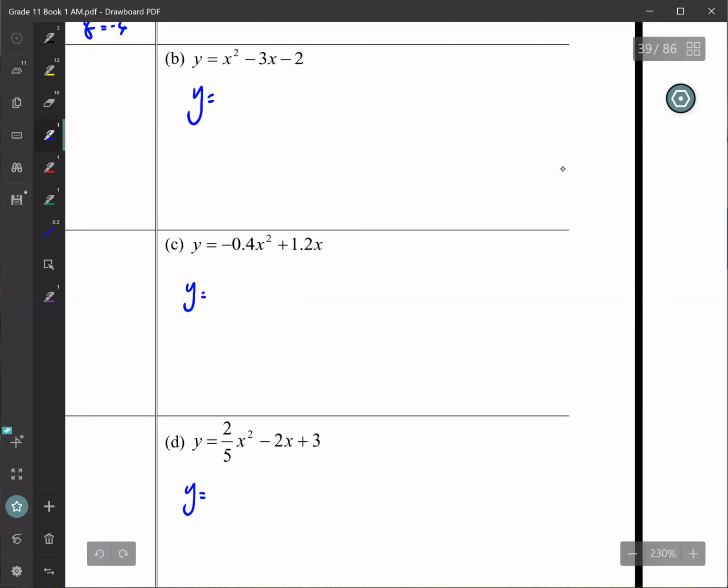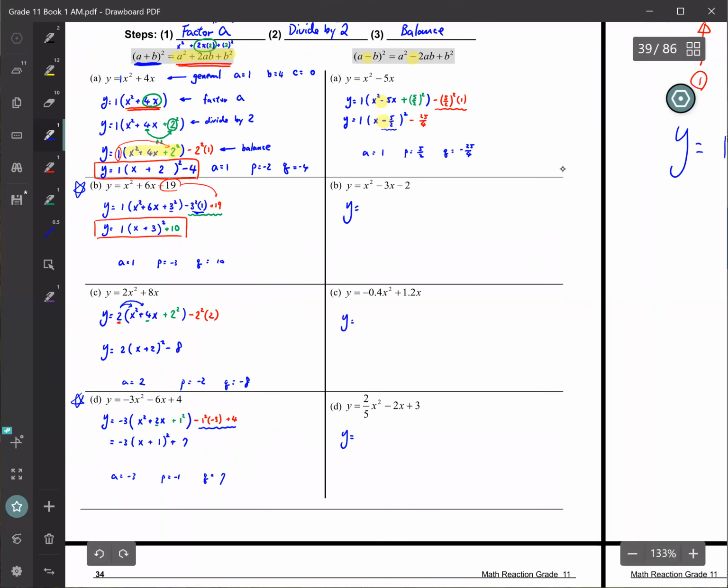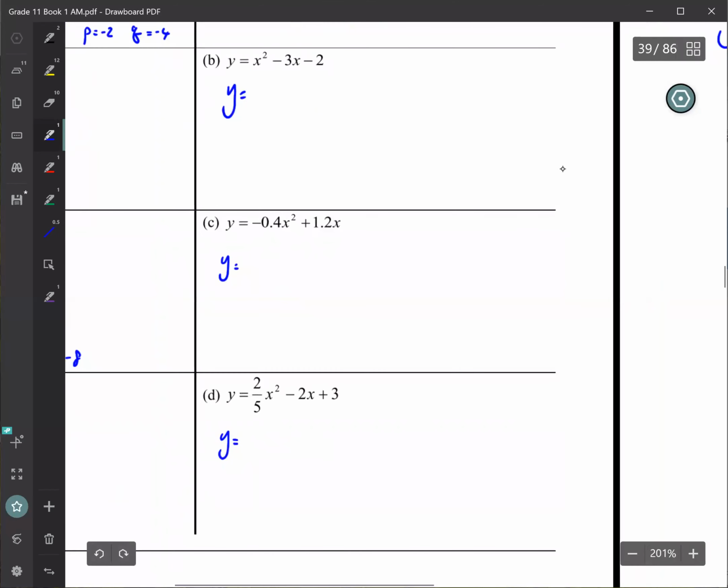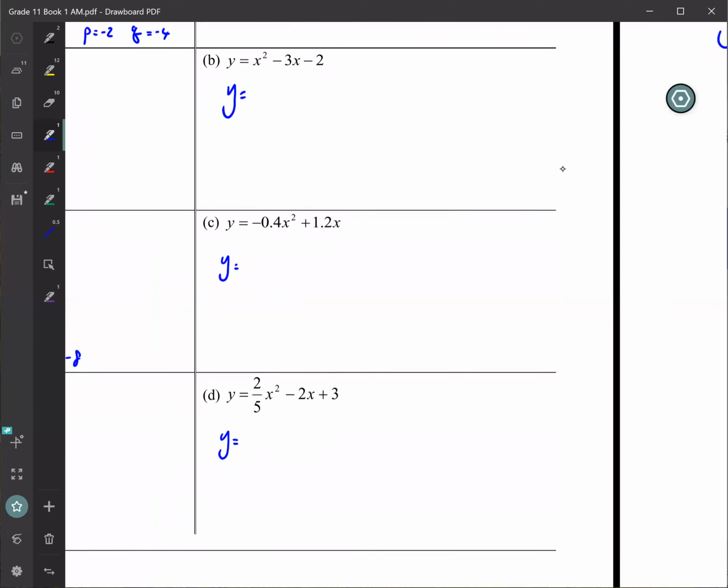Make sure you understand every question we did today, okay? Because this is going to affect your next week, the graphing part. You need to have the correct APQ, then your graph will be at the right places.